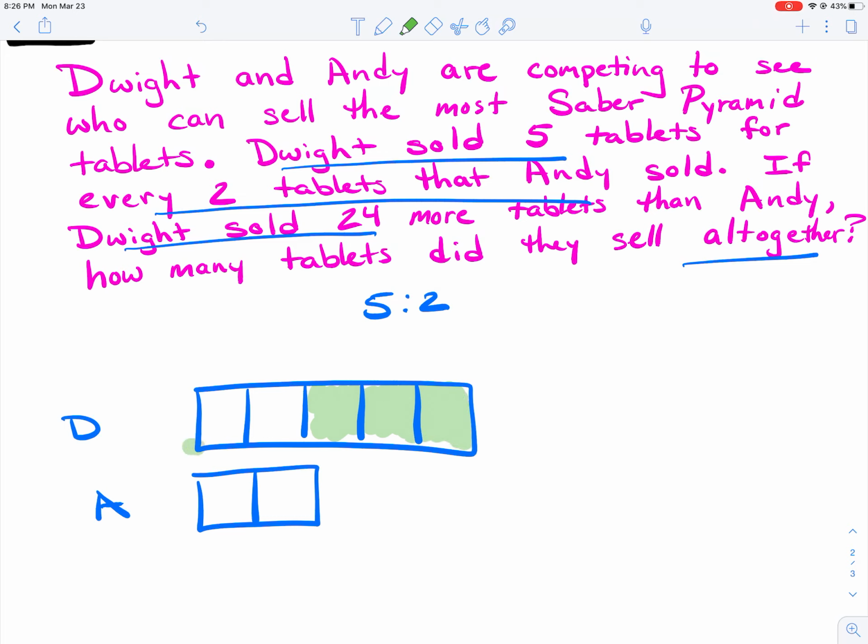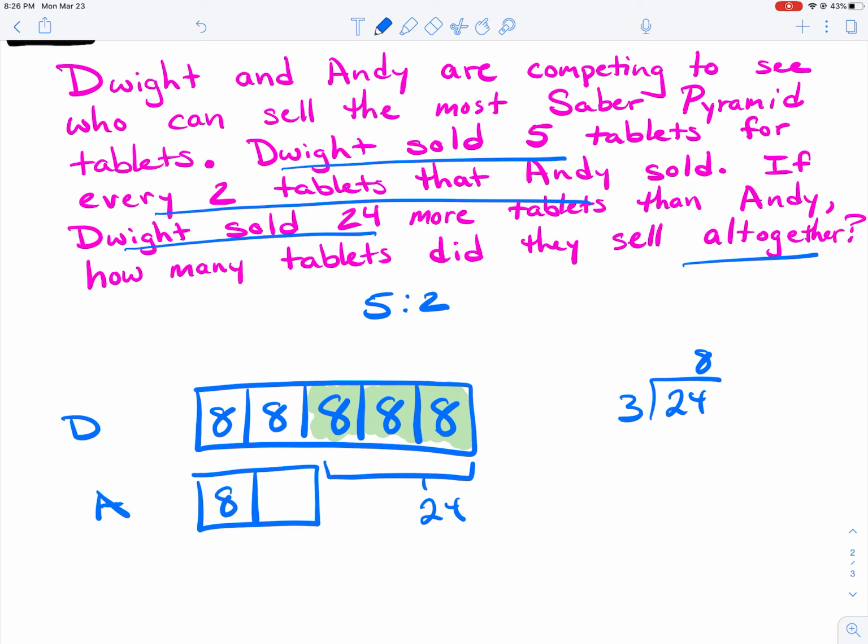Because up until this point, he had 2 and Andy had 2. So Dwight's got 3 extra sections more than Andy does. So therefore, that amount right there is equal to 24. A total of 1, 2, 3 boxes. So if I take 24 and break it into 3 boxes, I'm going, oh great, I got the same number. That's going to be a quotient of 8. 8 goes in each box. And since 8 is my unit value, it's going to go in every single box.